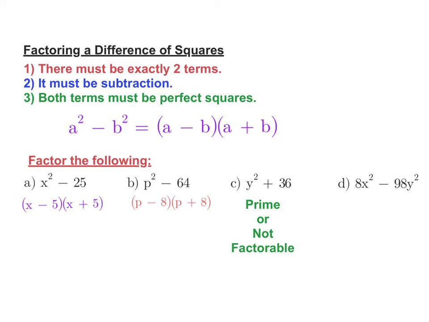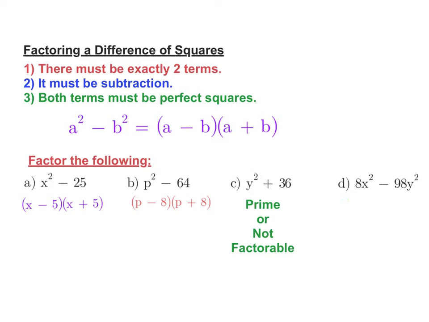Alright, how about this last one? Is this one good? Are these both perfect squares, subtraction? 8's a perfect square? No. No? So what should I do? You can try greatest common factor. What is that?